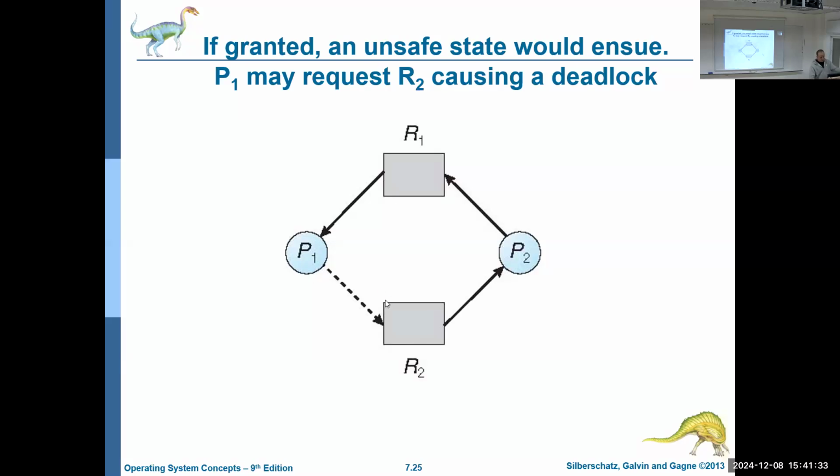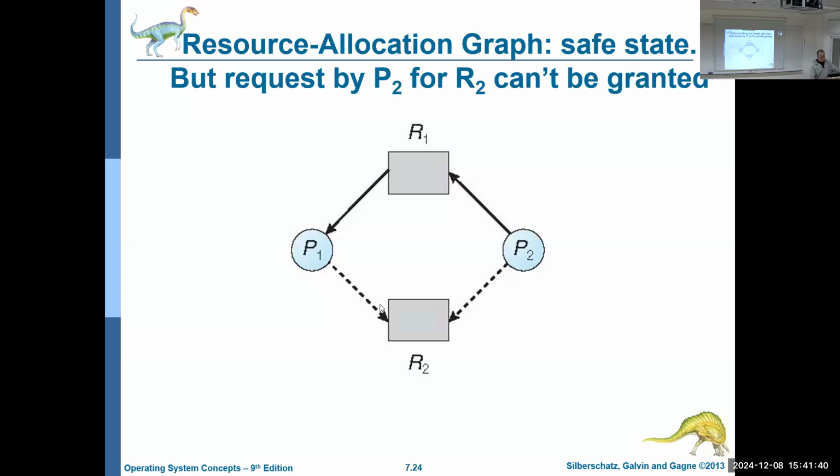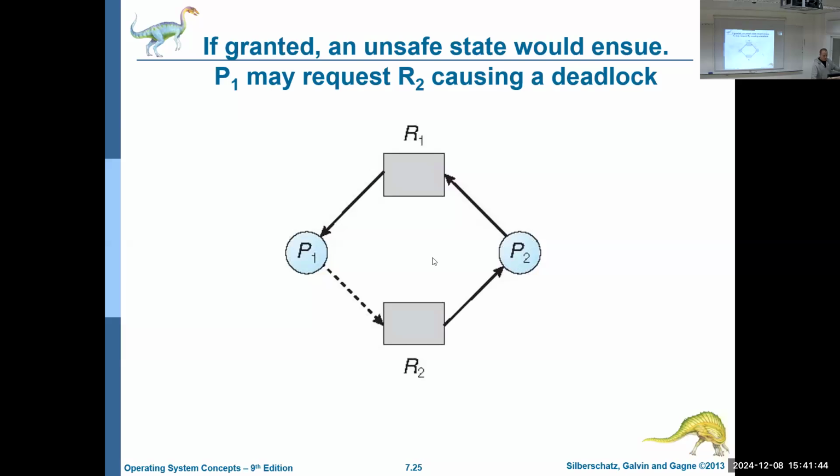Now, if I would have granted P1's request, then the arrow would switch and there would also be a circle. In other words, this is a problem because we have a circle, even though this is a dotted line. That would be an interesting question to ask on an exam: is this a deadlock or an unsafe state? That would be a very easy question, but this is not a deadlock, it's an unsafe state.